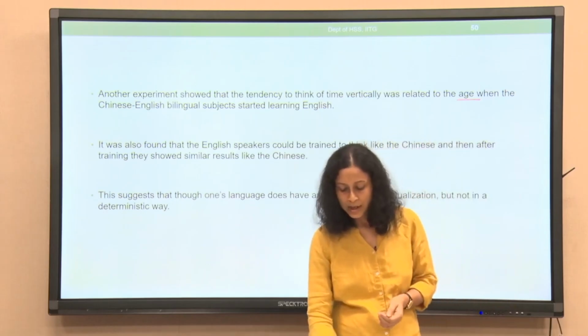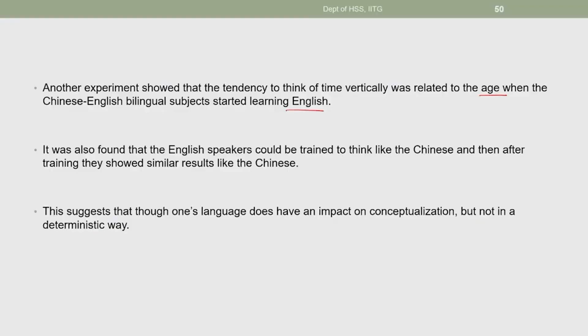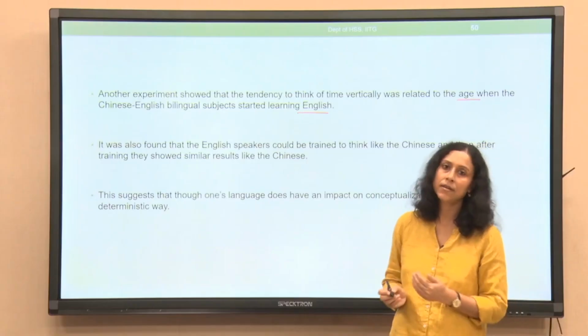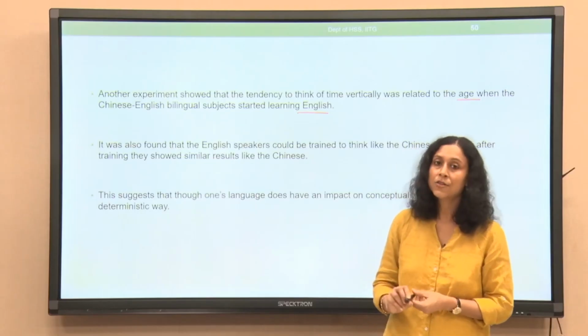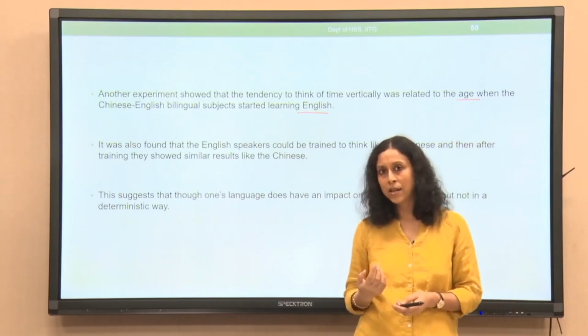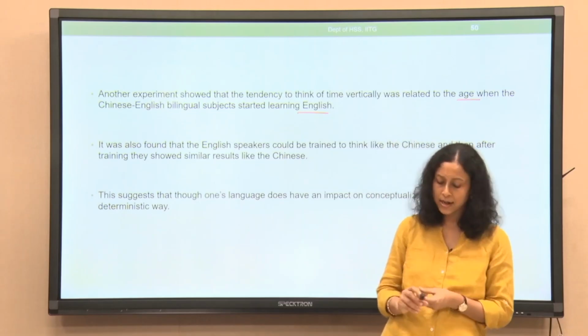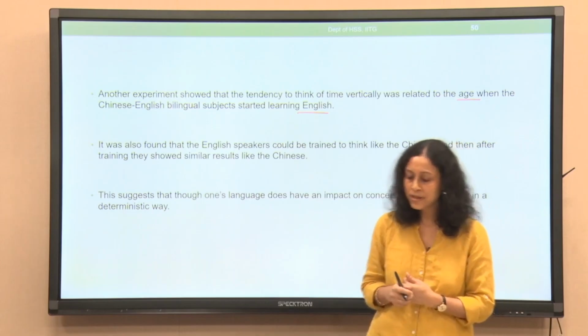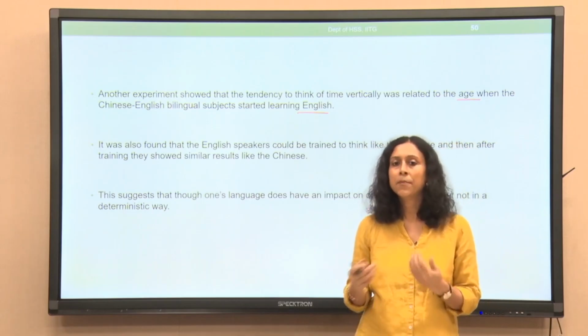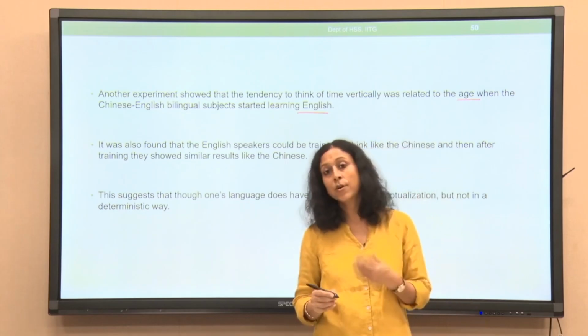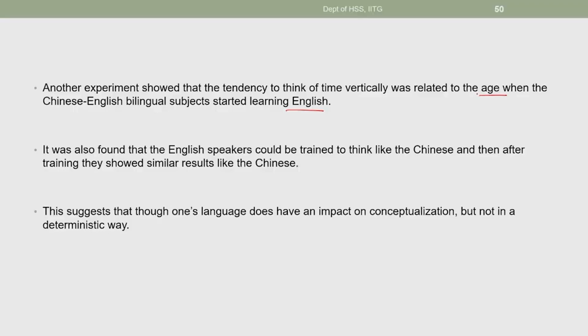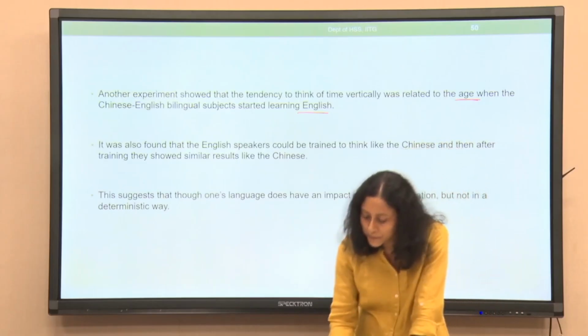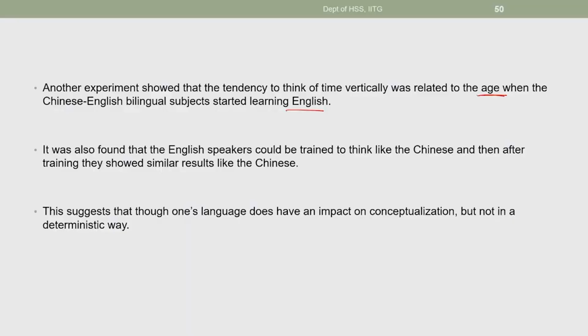So, in the case of Chinese English bilinguals learning English, to what extent verticality will impact their understanding of time is actually dependent on the age when they started learning English. So, you see it is a very nuanced way of looking at how subtle the differences can be, how subtle the impacts of language are, when that impact actually works and when it does not work, and if it works, to what extent. So, these findings show that age is an important variable in the case of learners of a second language, which is English.